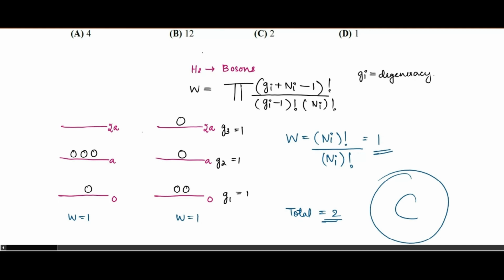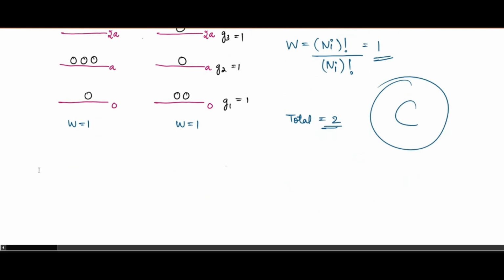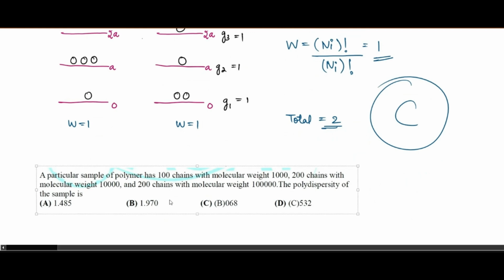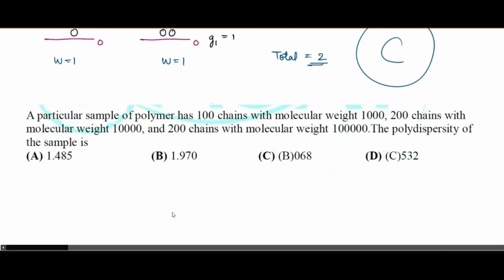Clear now? Yeah, W corresponds to the possible arrangements, the microstates in a possible arrangement.